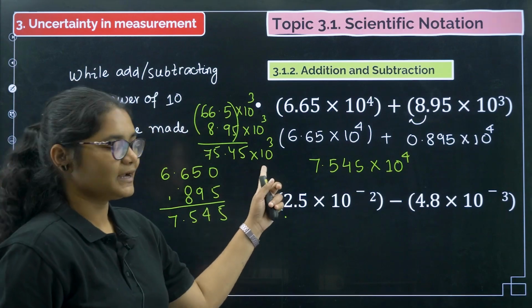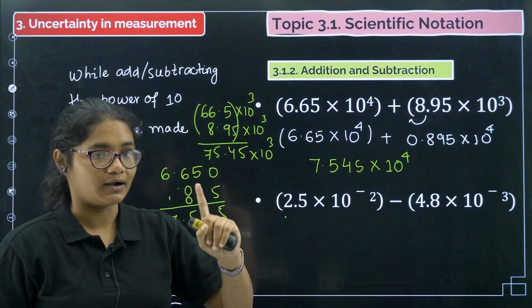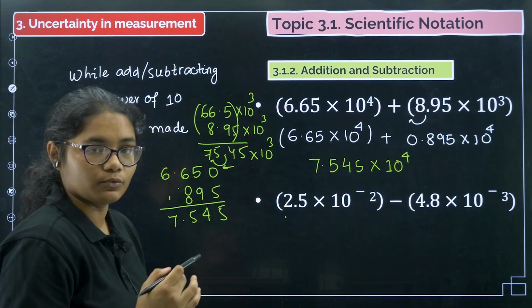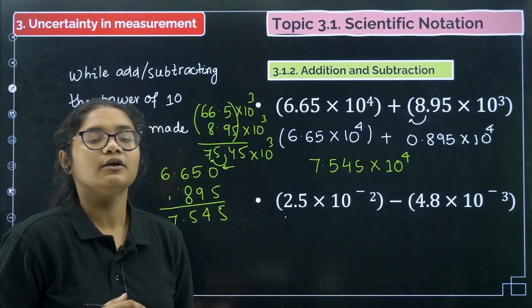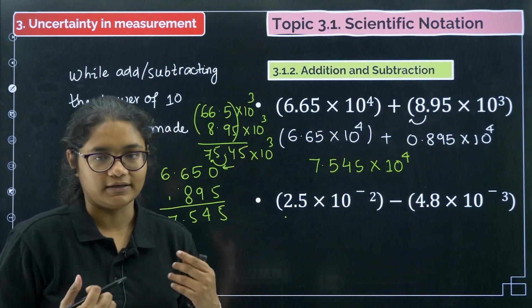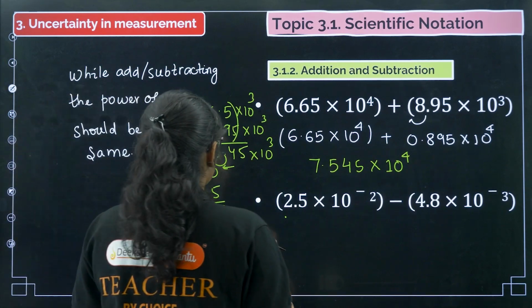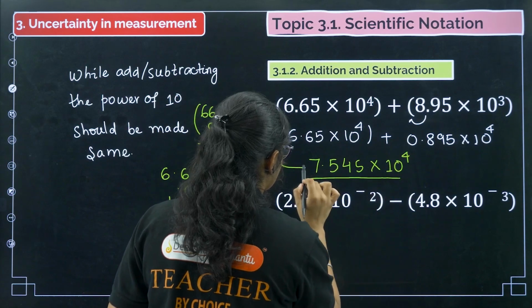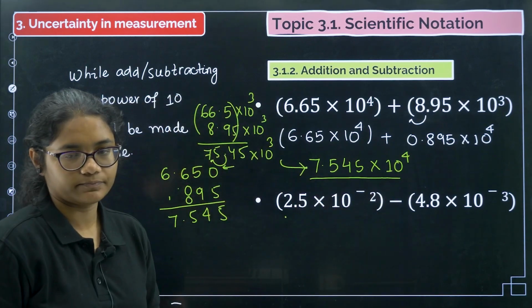But again, this is not the scientific notation because we need to have only one digit before the decimal. So I will move this side, which means moving towards the left. If you are moving towards the left, the value will increase. So I will get the same thing, 7.545 into 10 to the power of 4.